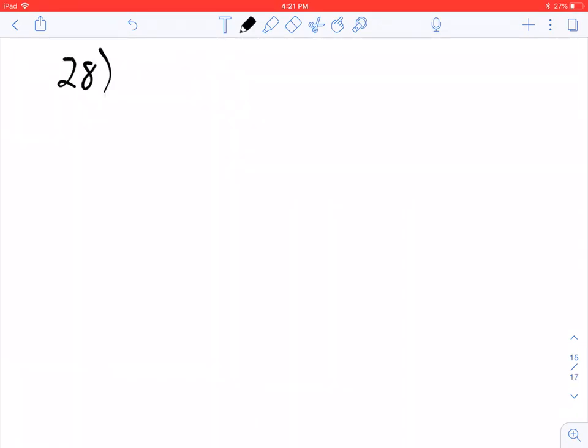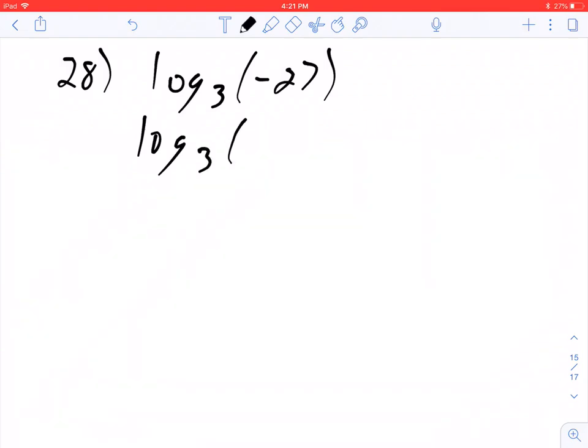28 is log base 3 of negative 27. That can be rewritten as negative 3 to the 3rd. And now the power property, actually, we can't do that yet. We need to break this up first. Let me back up once. I don't like how I did that. Here's what we need to do here.